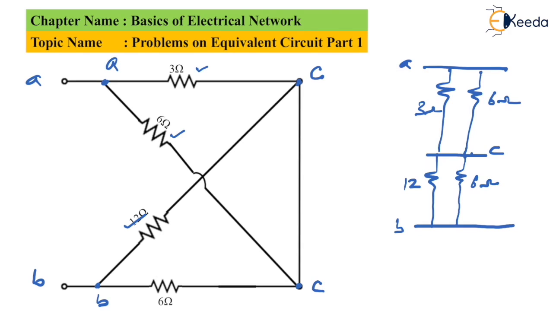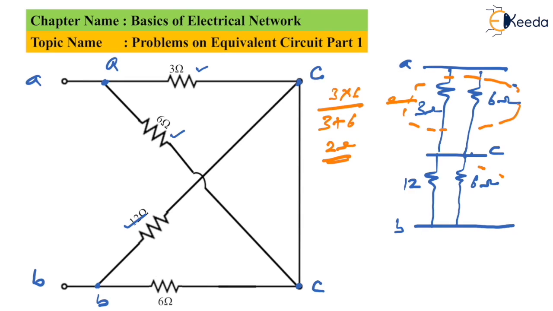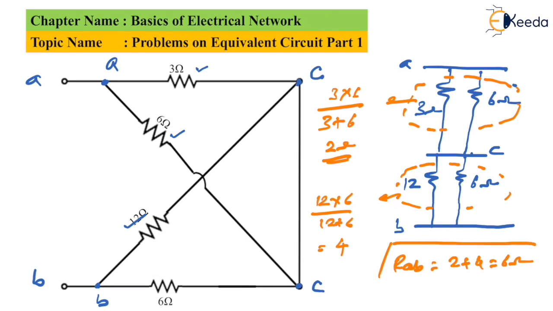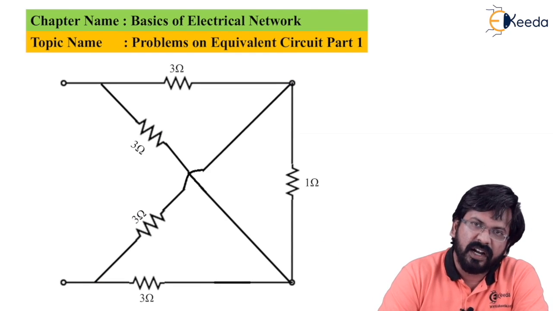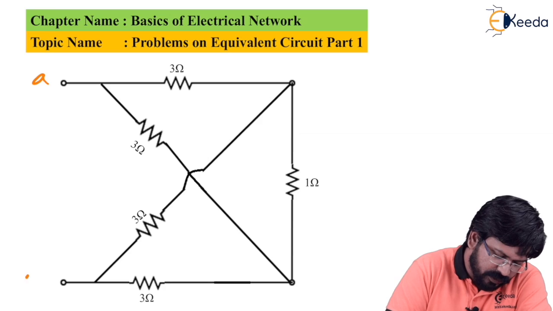So if you take a parallel combination of 3 parallel with 6, which will give you 3 into 6 upon 3 plus 6, which comes out to be 2 ohms. Whereas if you take a parallel combination of this, which becomes 12 into 6 upon 12 plus 6, which effectively comes as 4. Then 2 ohms and 4 ohms come in series. Effectively you get RAB equal to 2 plus 4, which is 6 ohms. With this, now we will go for the next problem. Again, in this we have to find an equivalent resistance between A and B.